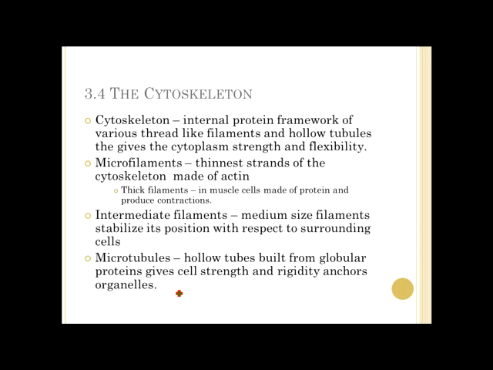And pretty much what these two do inside of a muscle cell is whenever a muscle contracts, the thin filaments fit inside of the thick filament. And the myosin head and the actin kind of bring the two filaments together. Intermediate filaments, medium-sized filaments, stabilize its position with respect to surrounding cells, and then microtubules, hollow tubes built from globular proteins, give cell strength and rigidity, anchors organelles. So all those little organelles that are floating around freeform in the actual intracellular fluid or the cytoplasm, all of those have got to be anchored, and they're anchored by microtubules.